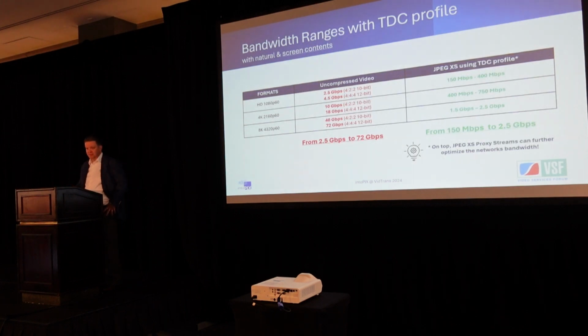Now getting to the numbers, sometimes it's better to see what kind of data rates we're actually talking about here, depending on whether you're at 2.5 gig or 4.5 gig, whether you're 422 or 444 12-bit, all the way up to 8K, where you're pushing 40 up to 72 gigabits per second of uncompressed data. Running it through JPEG XS with the TDC profile gives you the range of what you're going to get down to. At HD level, you're at 150 to 400 megabits per second, 4K, 400 to 750, and at 8K, 1.5 to 2.5 gigabits per second.